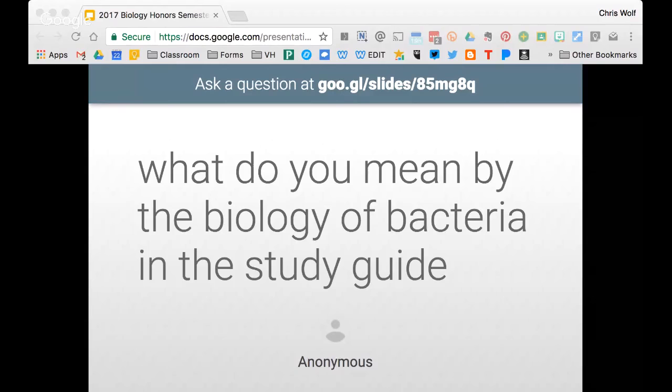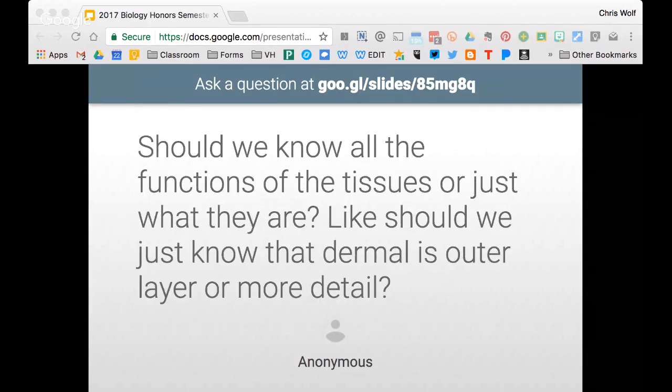All right, this question: should we know all the functions of the tissues or just what they are? Like, should we know that the dermal is the outer layer, or more detail? I would know, especially the dermal layer and the ground tissue, since the ground tissue has a lot of different functions. For example, the palisade layer of a leaf is considered the ground tissue. The spongy layer is considered the ground tissue. There are storage layers. I mean, there are all different kinds of ground tissues. So I like to call the ground tissue kind of miscellaneous. It does everything else that the dermal and the vascular tissue don't do. Again, the focus is on the vascular tissue and the meristematic tissue where plant growth occurs.